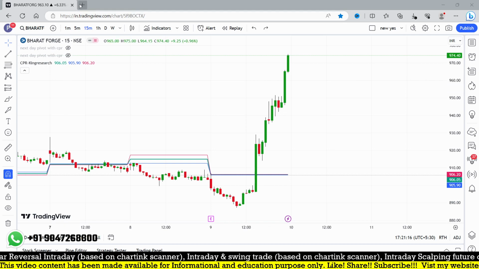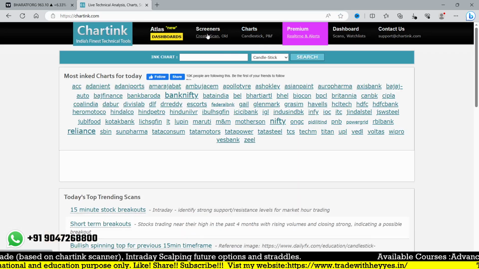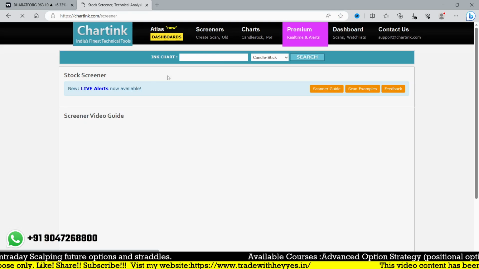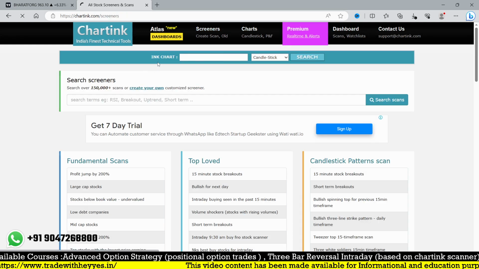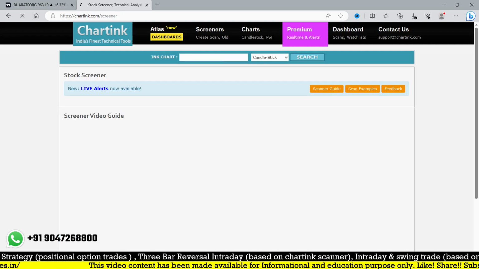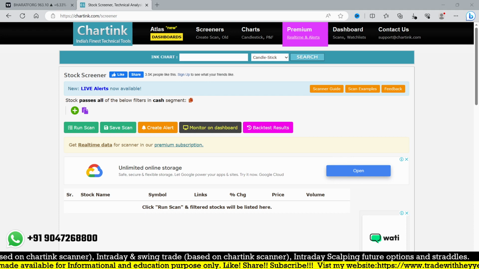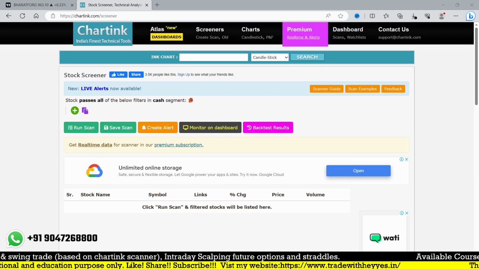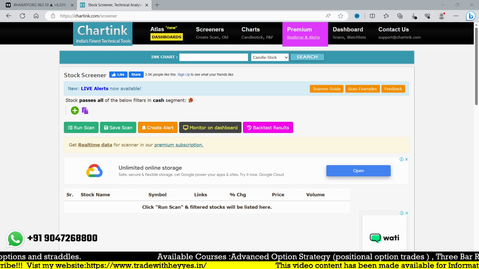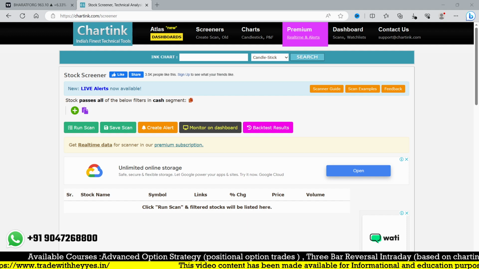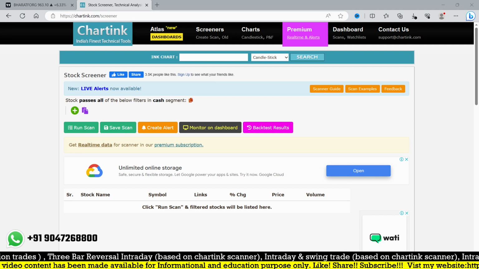So for narrow CPR stocks for tomorrow, we can find them using our charting scanners. First I go to charting.com and go to scanners. I need to create a scanner or dashboard, and there is no scanner stored right now, so I need to create that particular scanner. The condition I'm going to use is that the CPR should be very narrow. So the upper level and the lower level should be very tight.